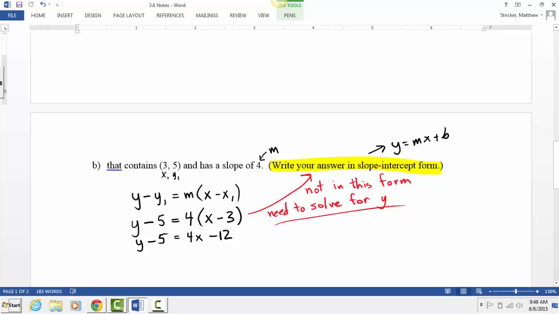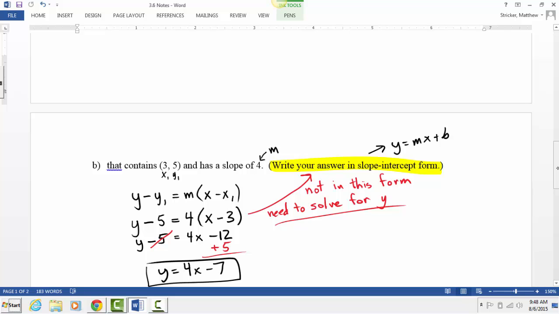And then to get y by itself, what do we need to do? Change sides, change signs. So this negative 5 becomes a positive 5. And that gives us that y is equal to 4x, negative 12 plus 5 is negative 7. So our equation is y = 4x minus 7. Okay, hopefully that makes sense.